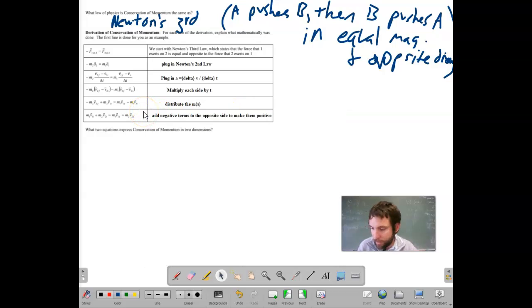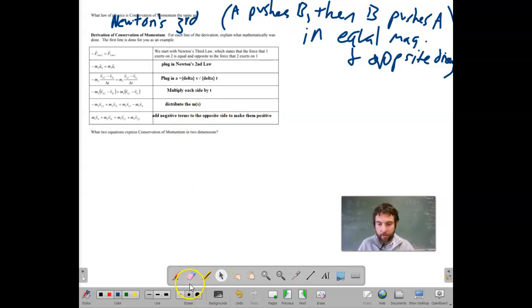There you go. What two equations express conservation of momentum in two dimensions? Well, remember, when we're dealing with any vector in two dimensions, we have to separate those two dimensions. So we will have an x equation and we will have a y equation. We do the same thing as we did with projectile motion. Keep the x separate from y. So for the x equation, remember how many subscripts were in the previous videos? Hold on to your boots.